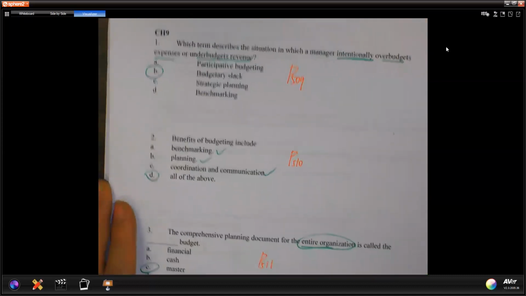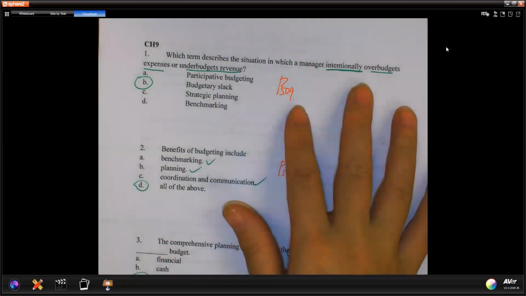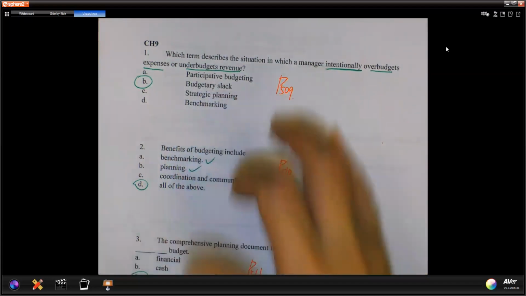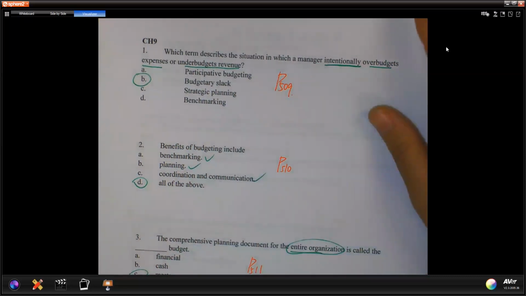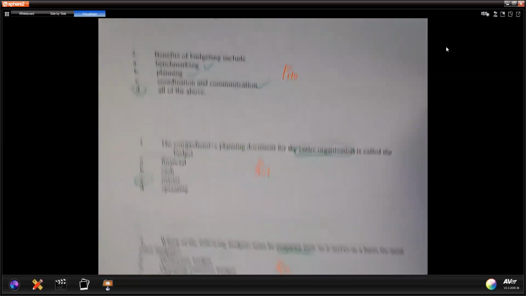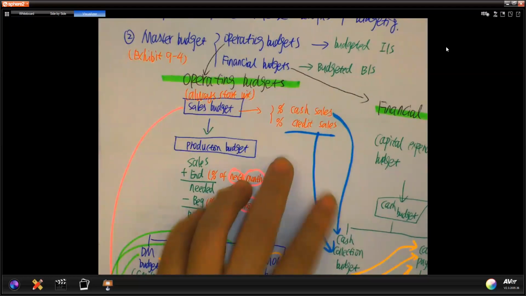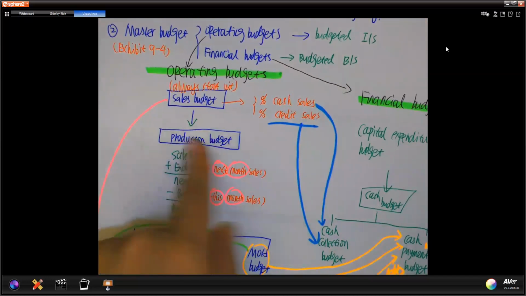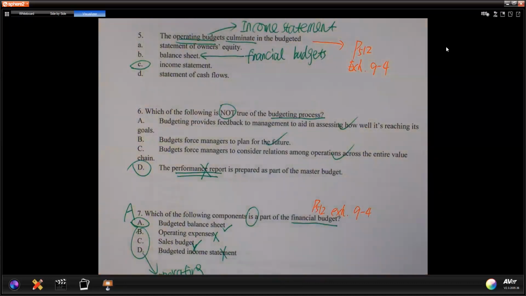And then Chapter 9, all the multiple choice, I'm not going to read too much, basically. Budgetary slack is when you overstate your expense and understate your revenue, and then we said there are three parts to the benefits. I'm not going to really read. The master budget is the one for the entire organization, and the one prepared first is always the sales budget. You talk about why, right? Because you need the sales budget to get your cash collection. You also need the sales budget to make the production budget. And so we need to first have our sales budget.